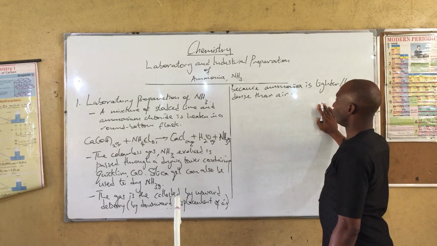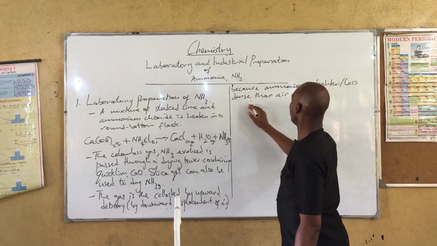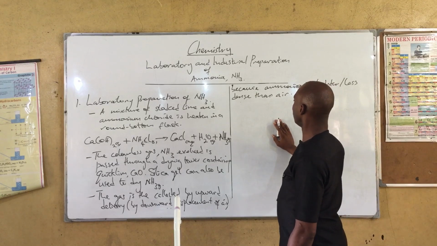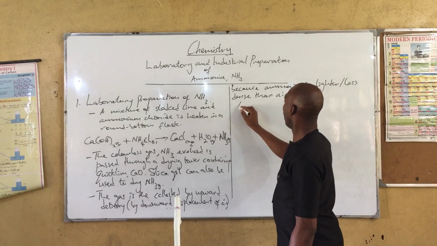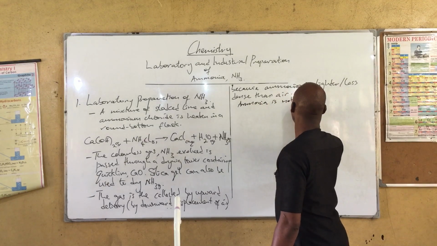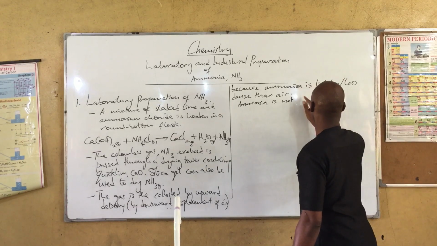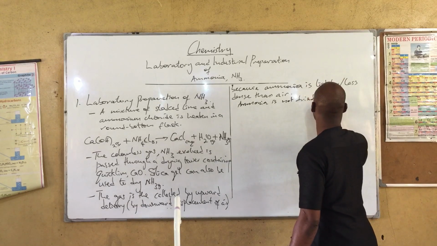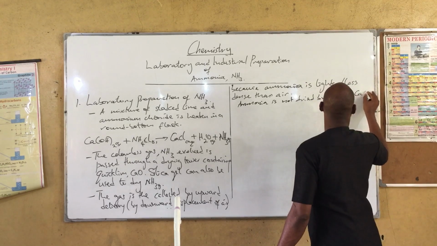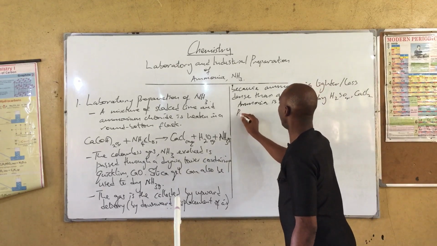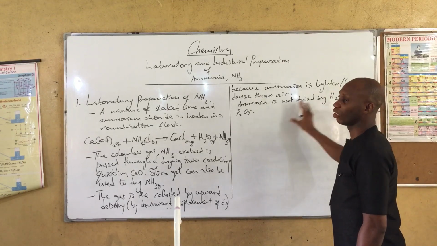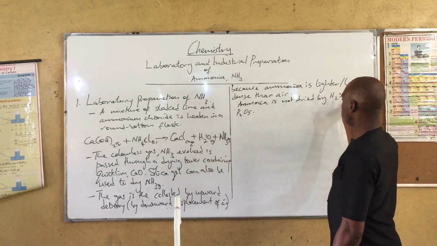So remember, you don't dry ammonia gas with tetraoxosulfate six acid. Ammonia gas is not dried by either H2SO4, calcium chloride, or phosphorus five oxide, because they will react with the gas, absorbing the gas instead of absorbing water. Okay, let's see the equation.